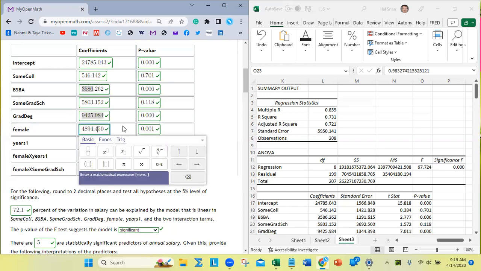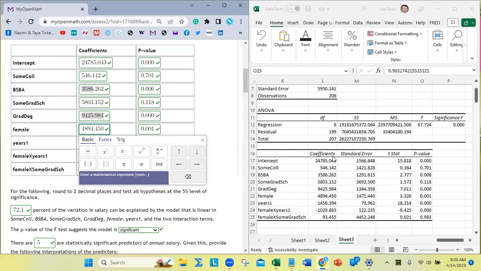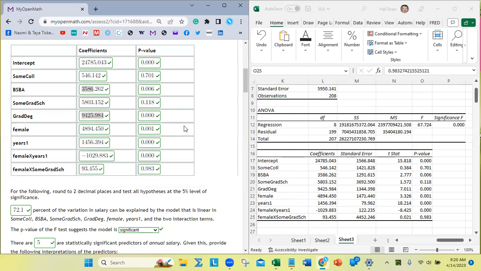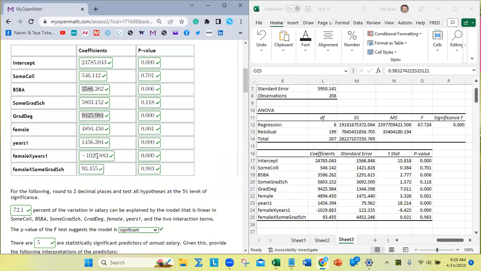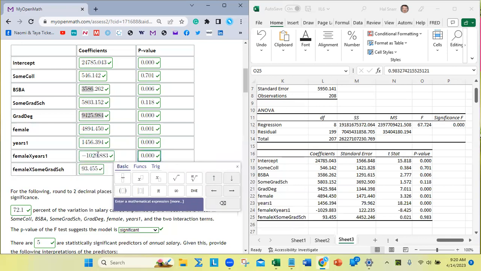And then it looks like females are earning more. Wow, that's interesting. If you're female, you're going to earn $4,800 more than a male, which is weird, right? We didn't expect that. Each year you're at the bank, your salary goes up by $1,400. And then this one is significant too, right?